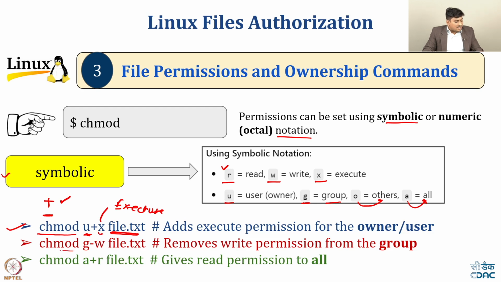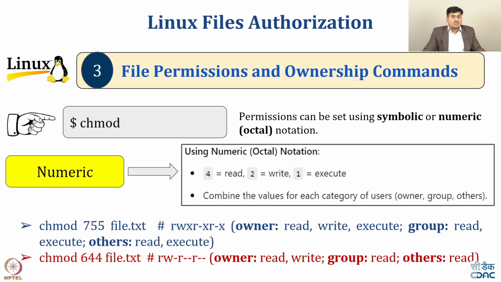In another case, for this particular file, for the groups we are removing the write permission. So it removes the write permission from the groups. Let's take another example where we are giving the permission to all. All means user, groups and others, everyone. We are giving the read permission. So this is a way of symbolic notation for giving the permissions with the chmod command, right.